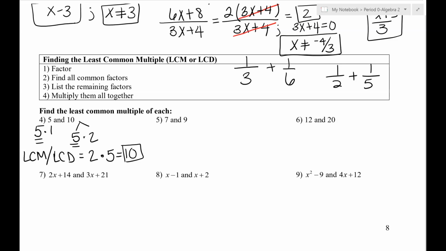Now, how about 7 and 9? 7, would you agree 7 is a prime number? So I don't need to worry about factoring that. How about 9? 3. But here's the part where, by the way, 3 times 3, would you agree that's like 3 squared? Okay. But here's the part where you have more than just one of those. Right now, if I said, what is the least common multiple, what do you think your answer is?